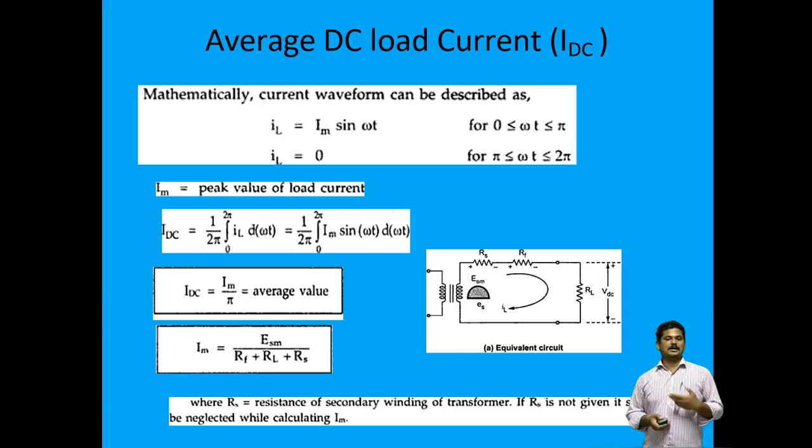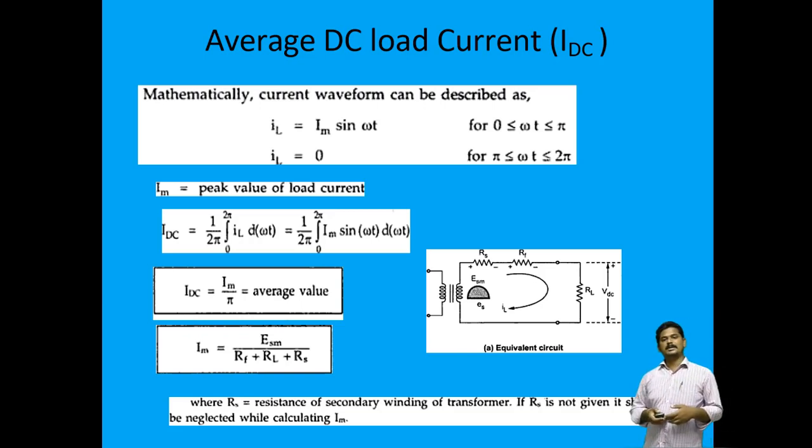The DC current is calculated with the help of the equation: 1 by 2 pi, integral from 0 to 2 pi, where 0 to 2 pi means the total time period of the cycle, of the load current IL d(omega t). Substituting the value of IL, we get Idc equal to 1 by 2 pi integral from 0 to 2 pi of Im sin(omega t) d(omega t). When we solve this integral, we get the DC load current equal to Im by pi.